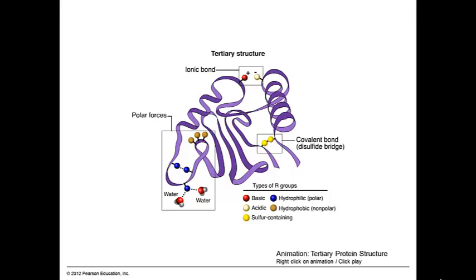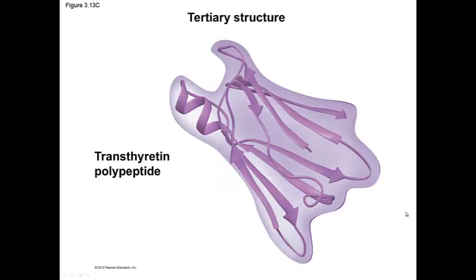All of those different types of interactions that we have discussed can all be found within one protein structure. Here's the tertiary structure of transthyretin. We see the ribbon as the primary structure in this example. Then we see the alpha helices and the beta pleated sheets. And then the remaining foldings that we see would be the tertiary structure.